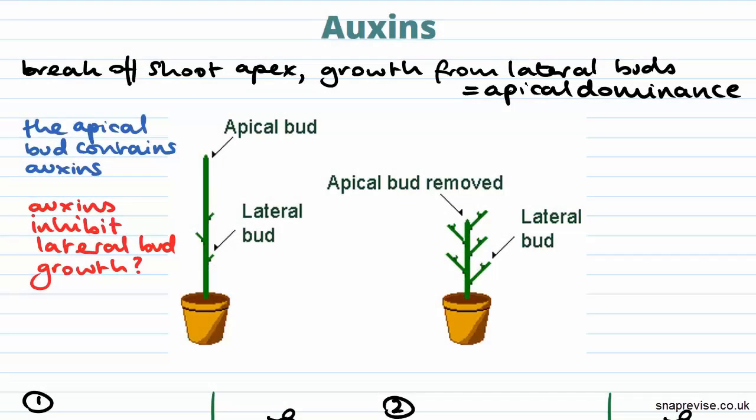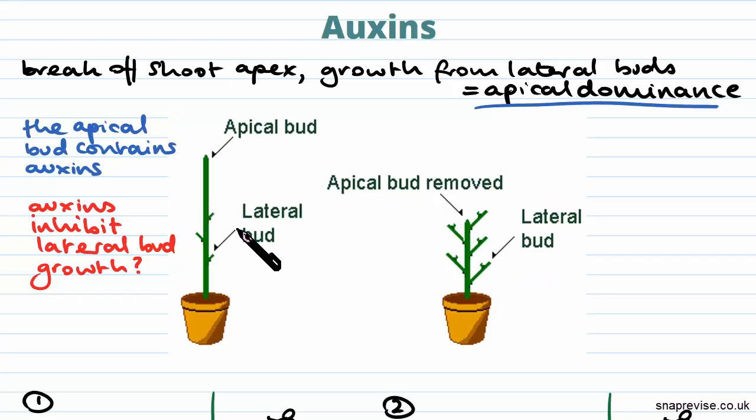So there is this phenomenon that you need to know about called apical dominance, and this explains the case in which you can break off the shoot apex of a plant, or this is just another way of saying the tip of the shoot of a plant, and if you do that, it's quite often the case that you will see growth from lateral buds, i.e. buds on the side of the plant, that were previously dormant.